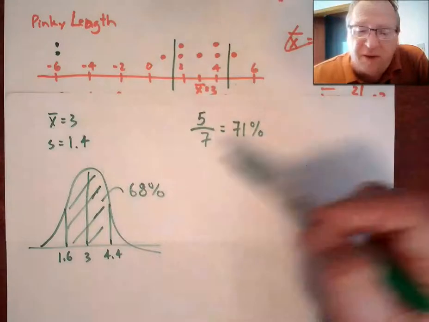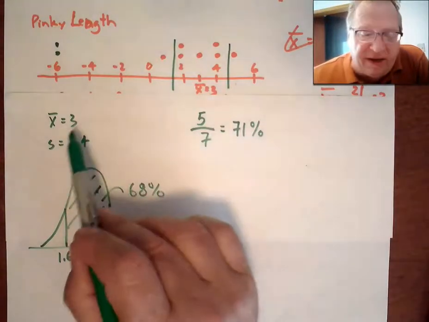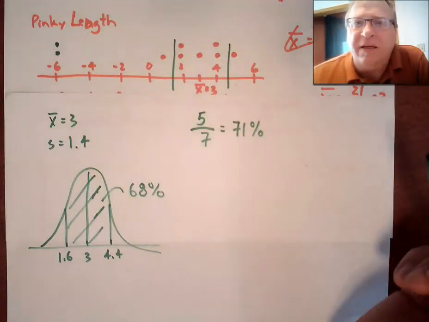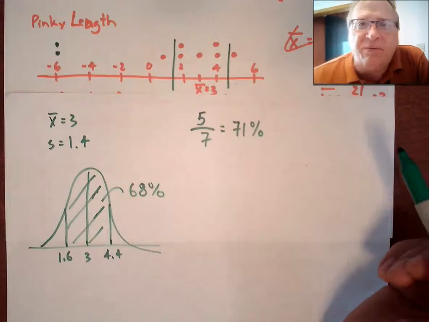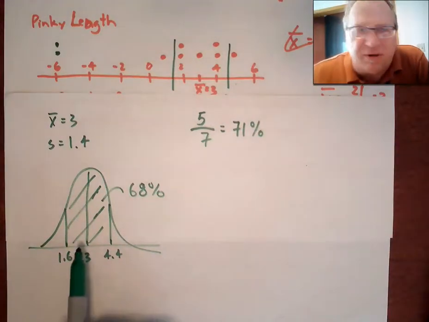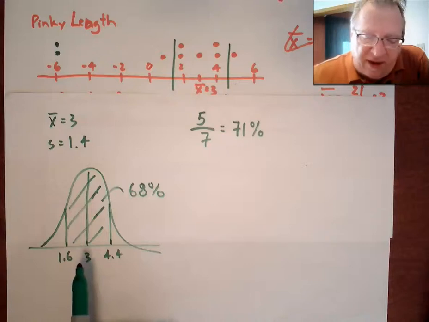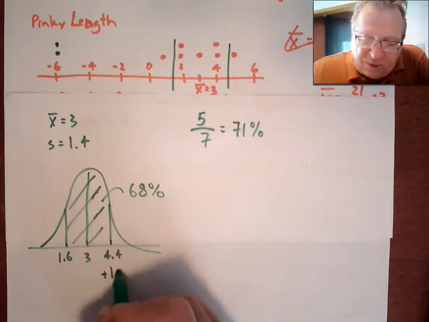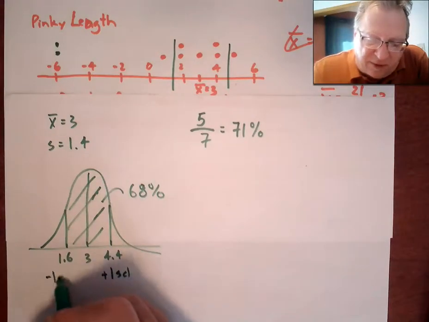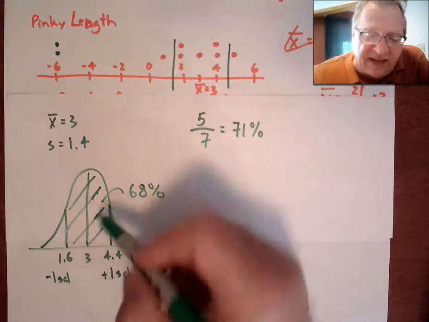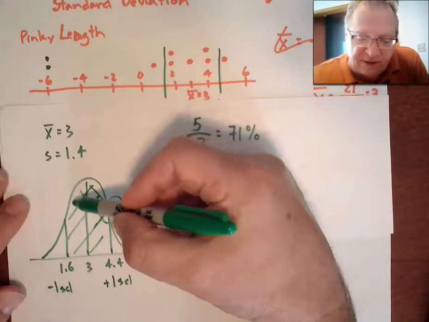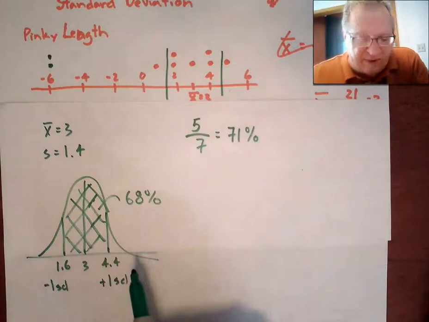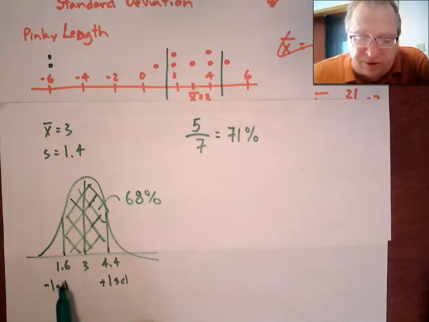In our problem, we calculated a mean of 3 and a sample standard deviation of 1.4. What does that mean in terms of where our data are located, where we might expect them? Well, let's go back to our normal curve. If we draw a normal curve and drop down lines at plus 1 standard deviation and minus 1 standard deviation, we know that 68% of the values will be contained within that range.